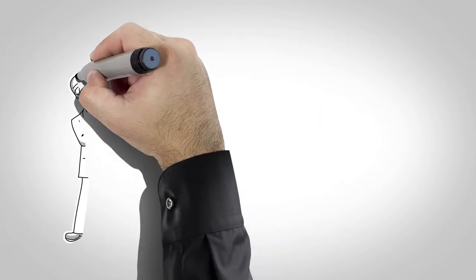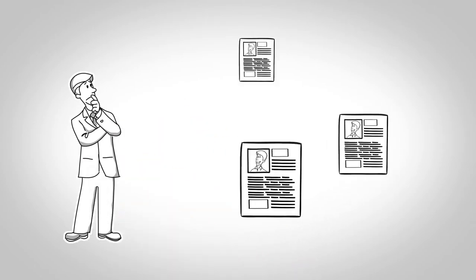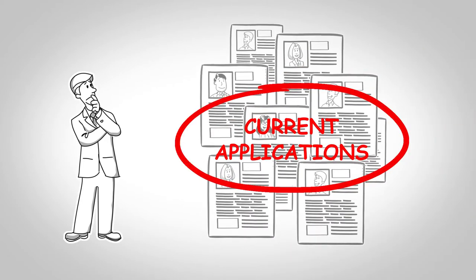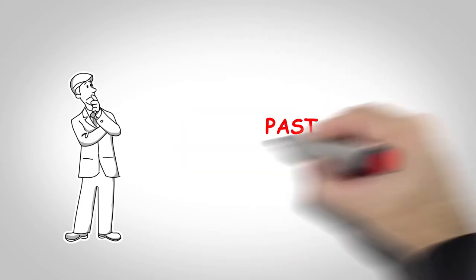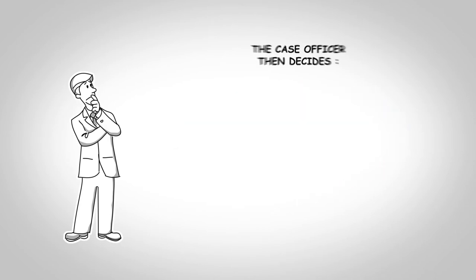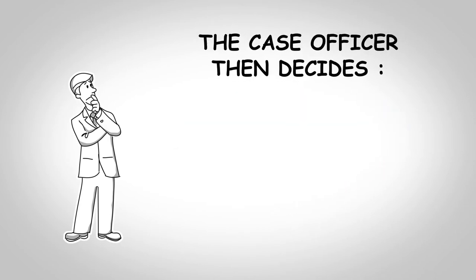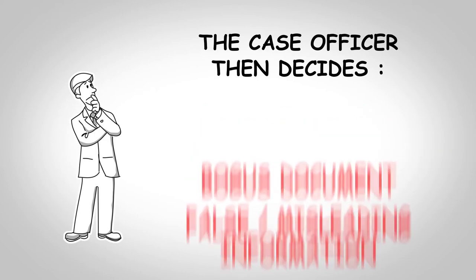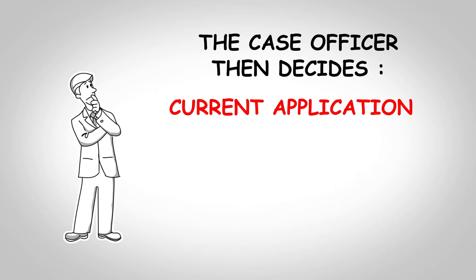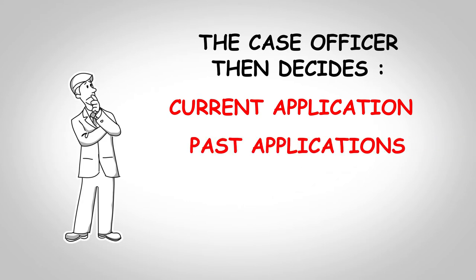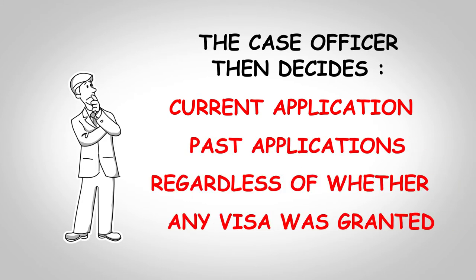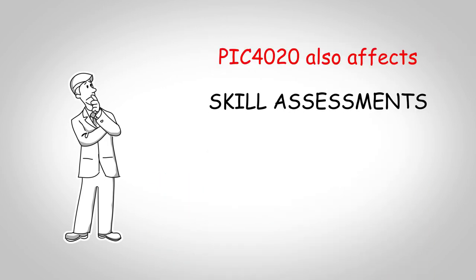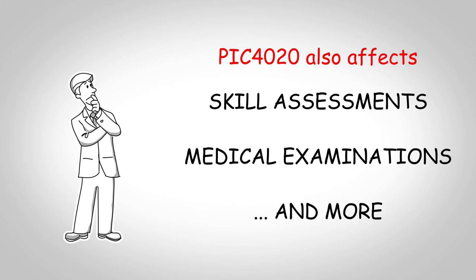The criterion is particularly tough because it not only looks at the application currently in front of the case officer, but can also look at the visa applications that were made in the past. The case officer then decides if any bogus document or false or misleading information was given in the current application or in those past applications, sometimes regardless of whether any visa was granted. This criterion also affects skill assessments and medical examination and more.